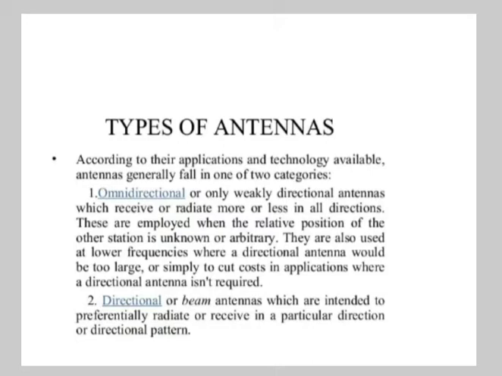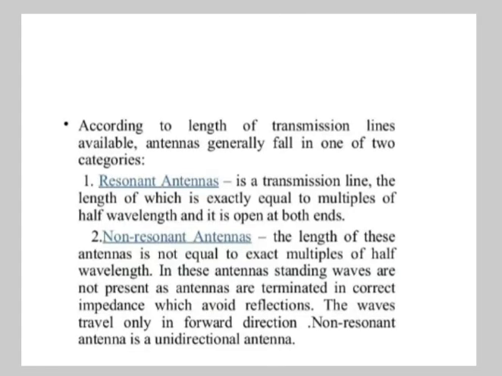Then directional or beam antennas, which are intended to preferentially radiate or receive in a particular direction or a directional pattern. Then according to the length of transmission line available, antennas generally fall in one of two categories, that is resonant and non-resonant. So what is a resonant antenna? It is a transmission line the length of which is exactly equal to multiples of half wavelength and it is open at both ends.